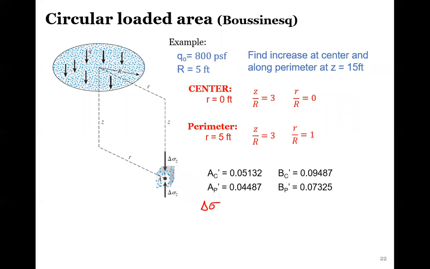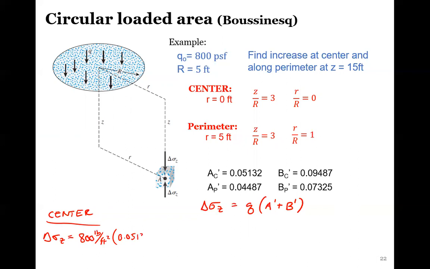We know that our delta sigma z is equal to the q times A plus B. So for our center, 800 pounds per square foot times 0.05132 plus 0.09487, since we're at our center here, is equal to 116.95.